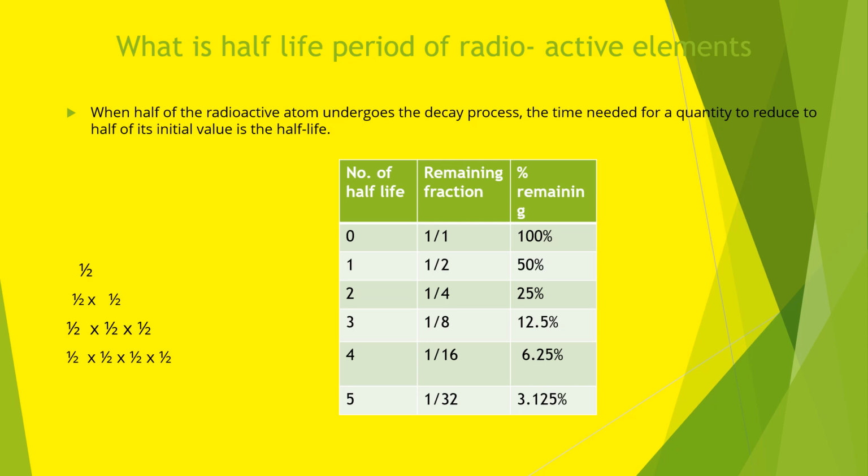For example, in the table given, first it is 100%, nothing decayed. In the first half-life, it decays to half, 1 by 2, which in percentage is 50%. In the second half-life, it goes to 1 by 4, that is 1 by 2 into 1 by 2, that is 1 by 4, or 25%. In the third half-life, it is 1 by 8, that is multiplied by 1 by 2 again, 1 by 8 and 12.5%. In the fourth, it goes on like that, dividing by 2. 1 becomes 2, 2 becomes 4, 4 becomes 8, 8 becomes 16, like that.